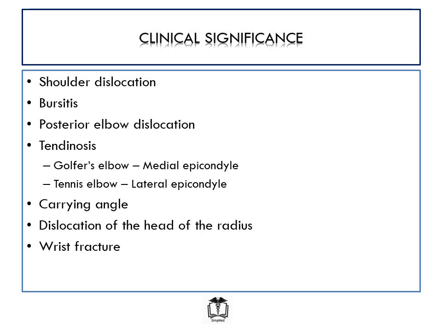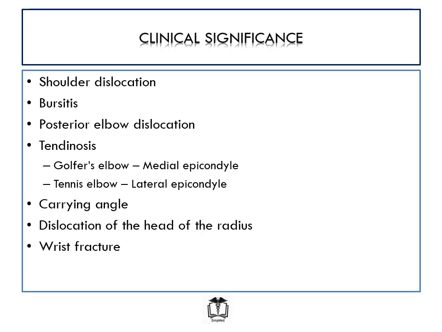Then we have the elbow dislocation. Elbow dislocation is also a very common form of dislocation that we see. In terms of elbow dislocation, the radius and ulna will be dislocated from the distal part of the humerus, and we tend to see that occurring posteriorly. So the elbow tends to be dislocated posteriorly rather than anteriorly.